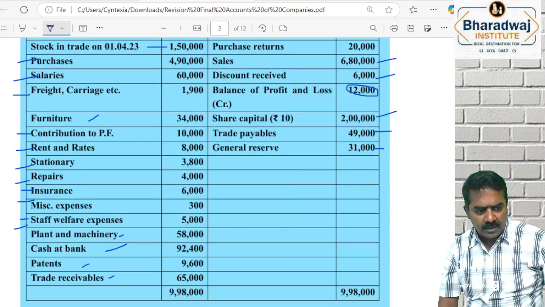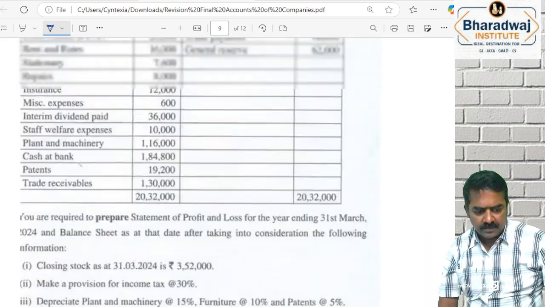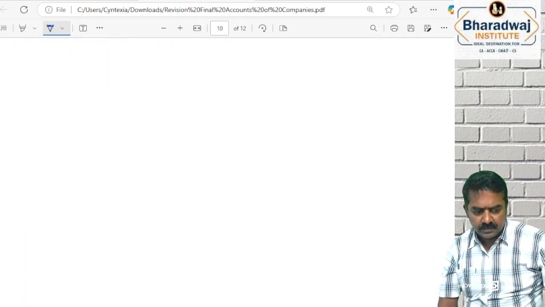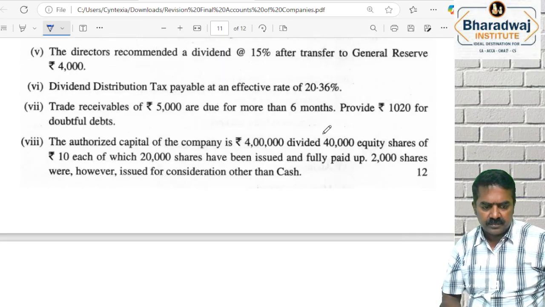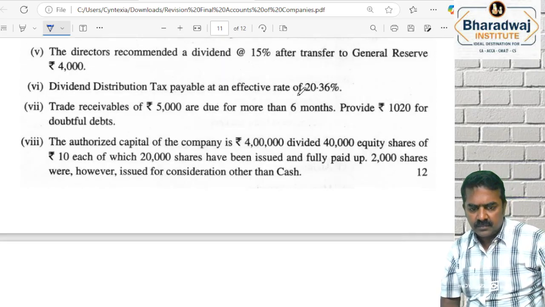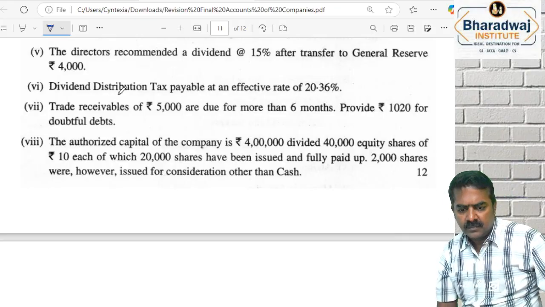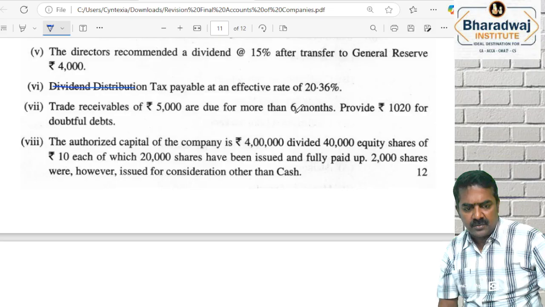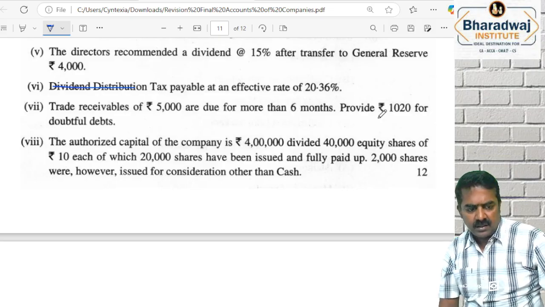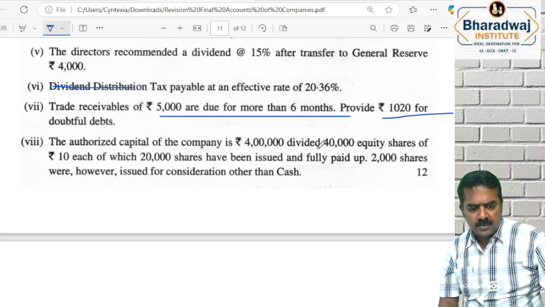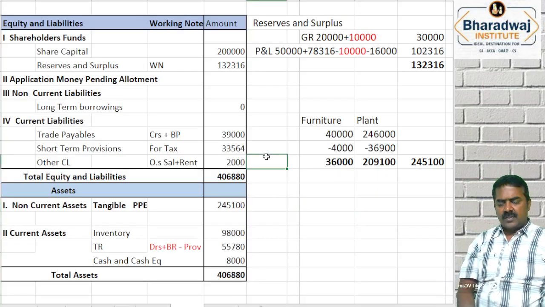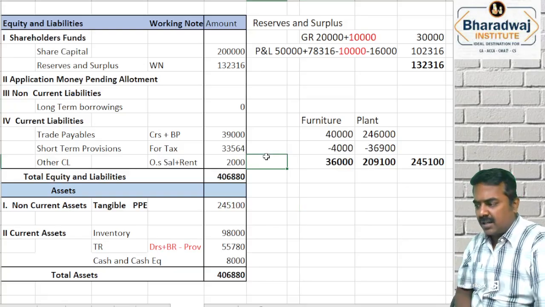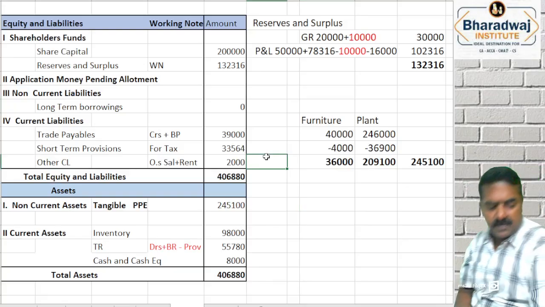Last question is nothing but repetition of the same question. Dividend distribution tax is irrelevant for solving. Provide 1,020 for doubtful debts. Include the dues for more than 6 months. It is the same question. You can try it at home. So the last 3 questions you can try at home or you can just see through the answers.